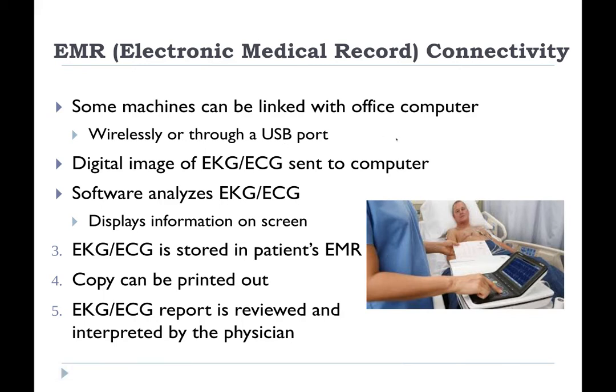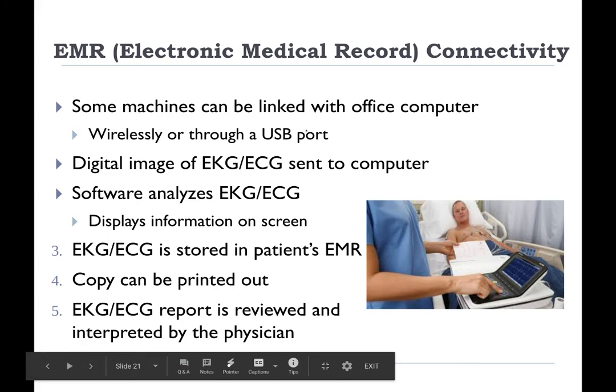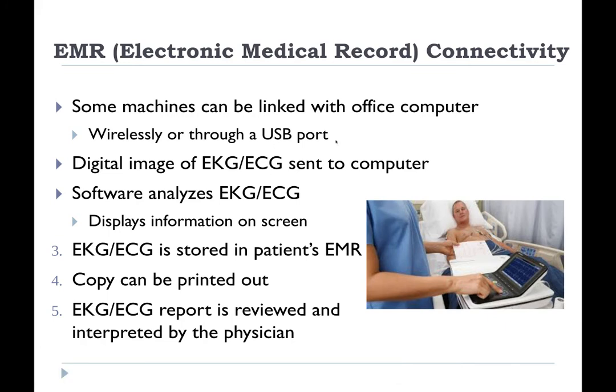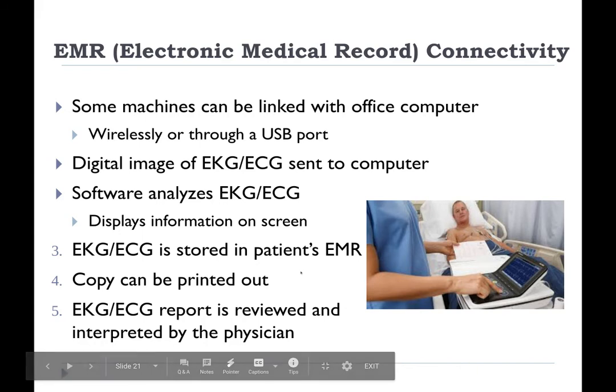Some machines can be linked with the office computer and go directly into the electronic medical record. Typically, it's wireless. It just connects over the Wi-Fi. Or you could actually plug in the machine through a USB port to a computer. And then a digital image of the EKG is sent to the computer, where software analyzes it and displays the result on the screen. And then it's stored in the patient's chart in their EMR. And copies can be printed out as needed.